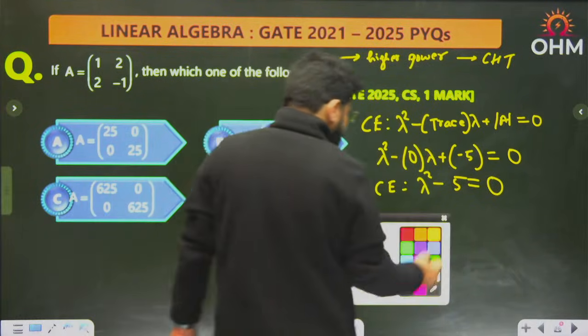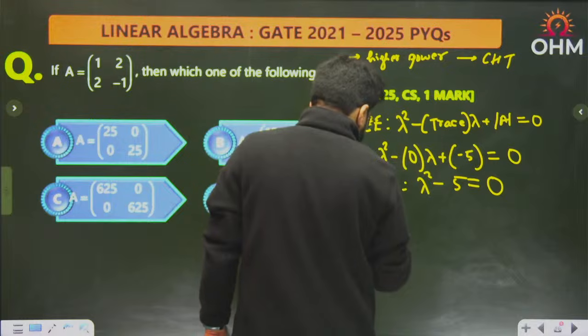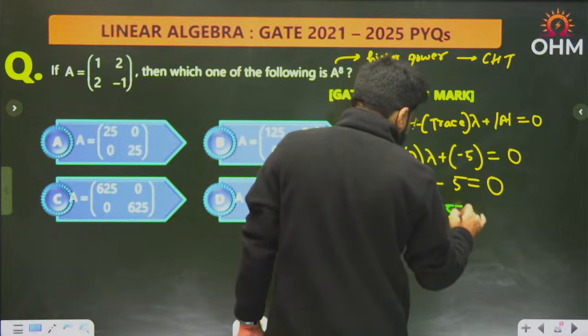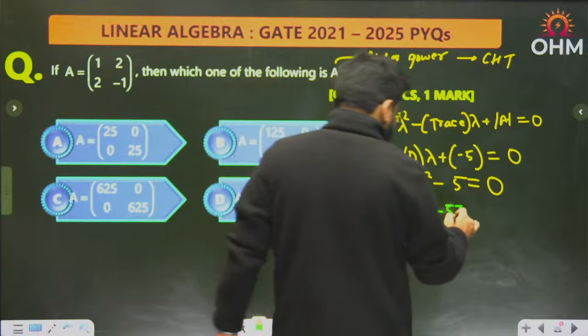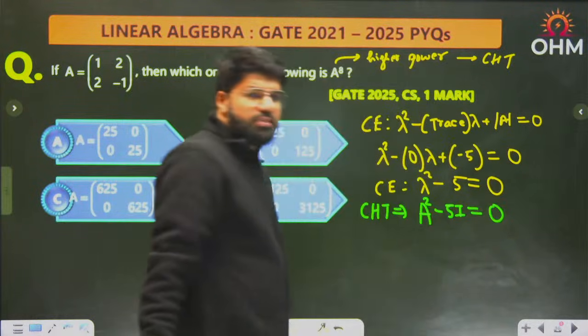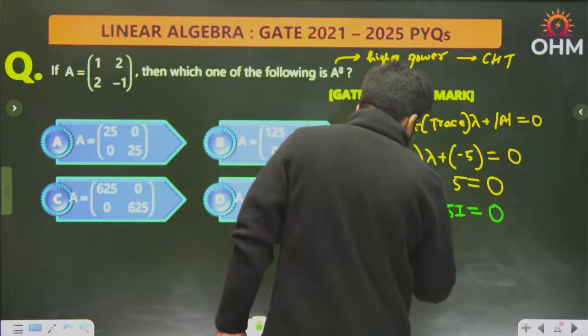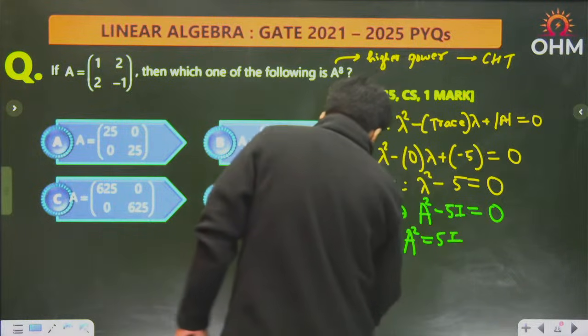Now I need to apply Cayley-Hamilton. I will replace lambda by A: A square minus 5. Don't write 5, write 5I. With matrix, matrix should come. So wherever constant is there, multiply by identity. So A square minus 5I is 0. What is A square? It is 5I. So the question is finished.